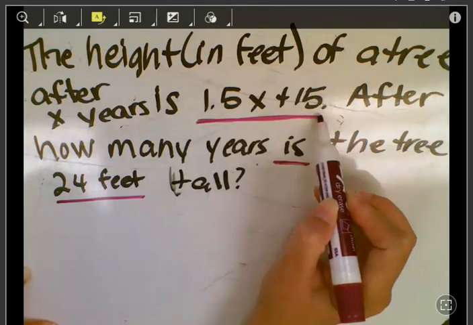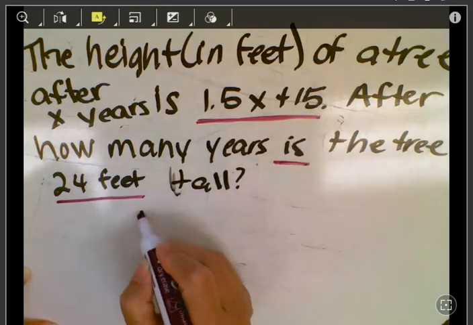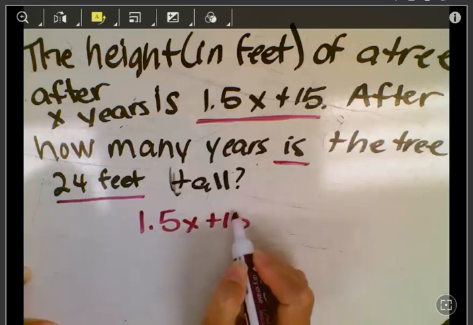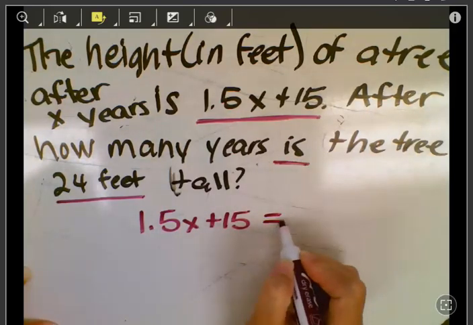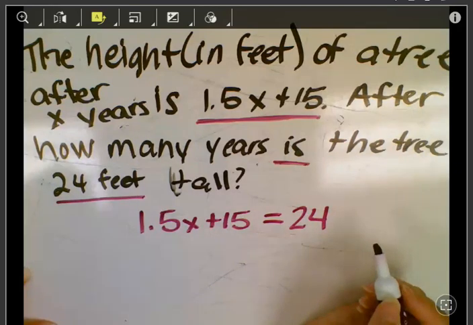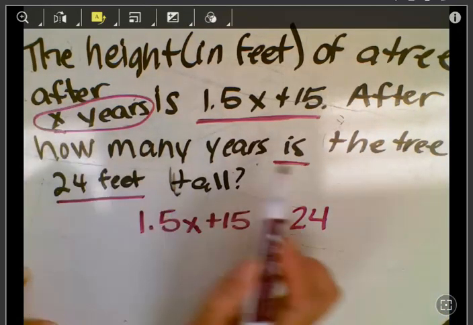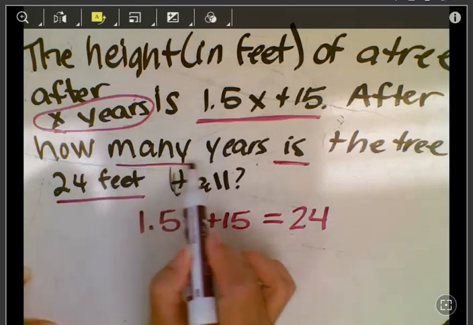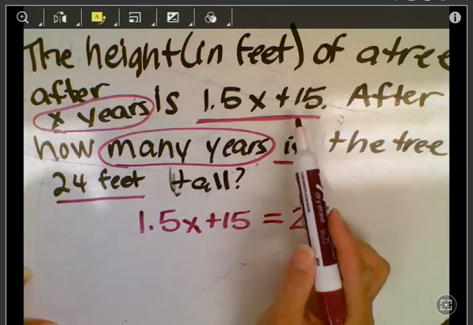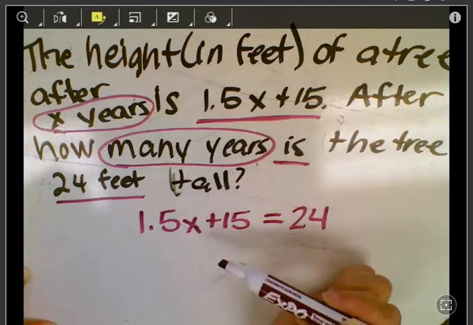That's my first part of the equation. 1.5x plus 15 is like my equal sign, and I want 24 feet. So now I have to decide how many years, because x is my years, and it says how many years. So I need to solve for x. But I made my equation based on this: when will this be this?